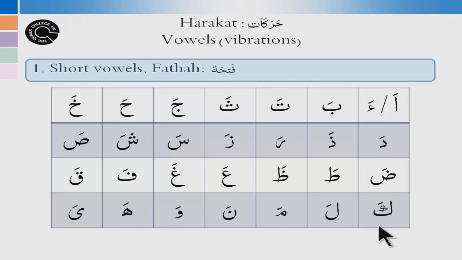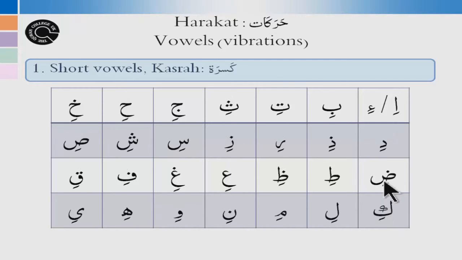Now let's see how, when kasra is applied to it, what kind of sound we can produce. That would give you i, and that's again i, bi, ti, and so on through the alphabet.